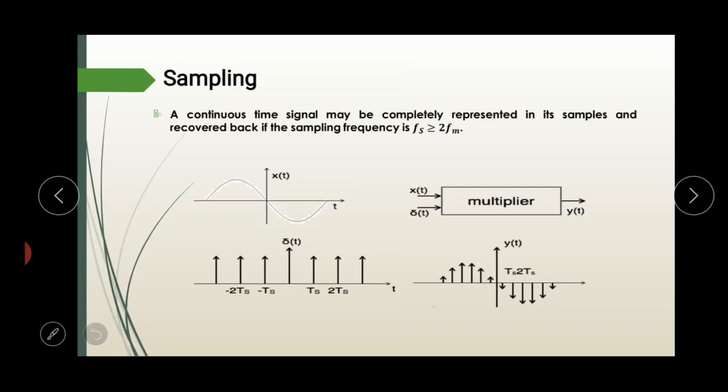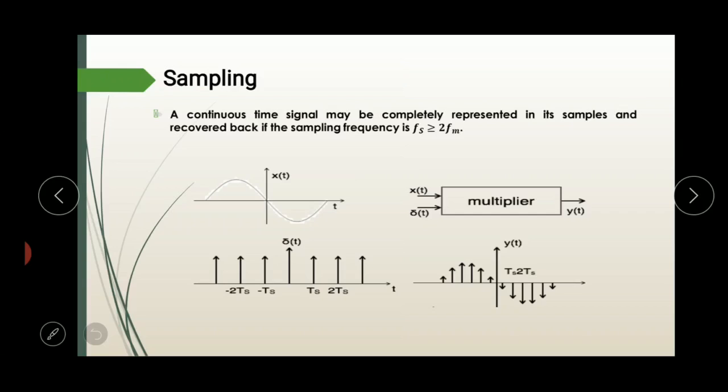So first we discuss sampling. A continuous time signal may be completely represented in its samples and recovered back if the sampling frequency fs is greater than or equal to 2 fm. So sampling means the process in which a continuous time signal is converted to a discrete time signal.